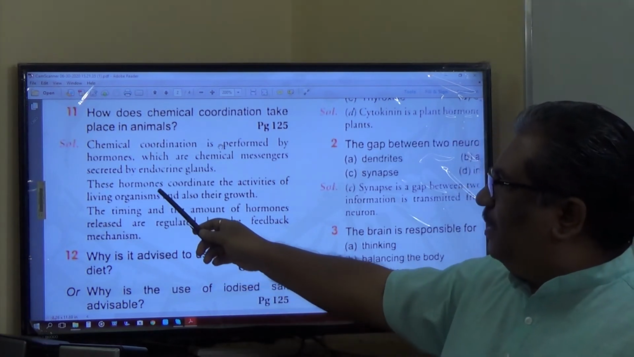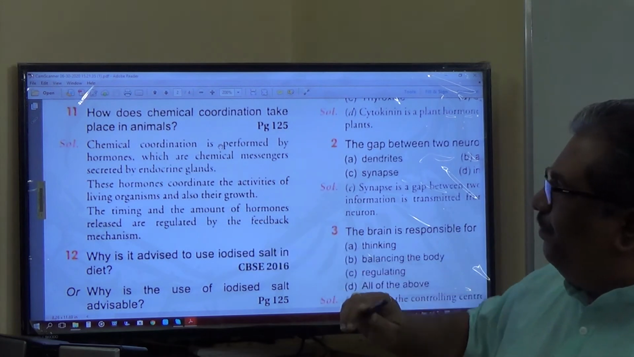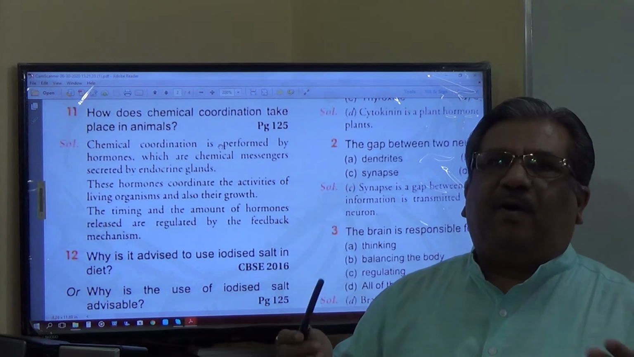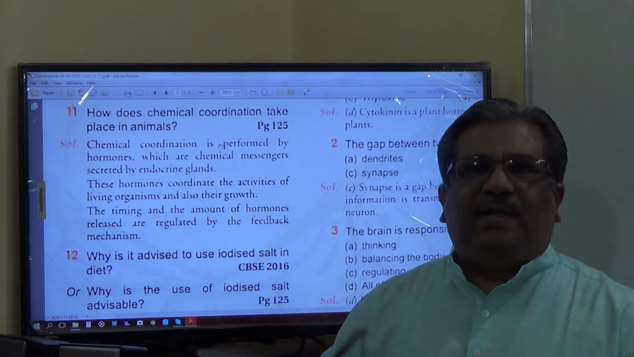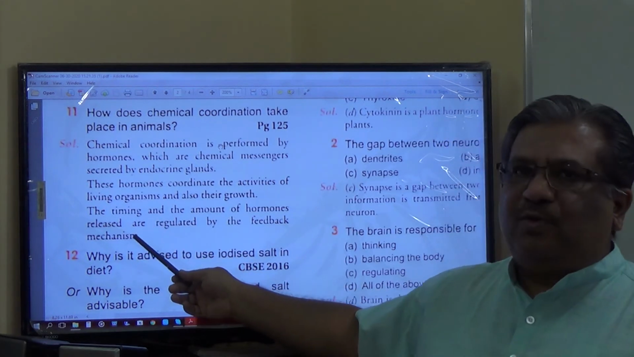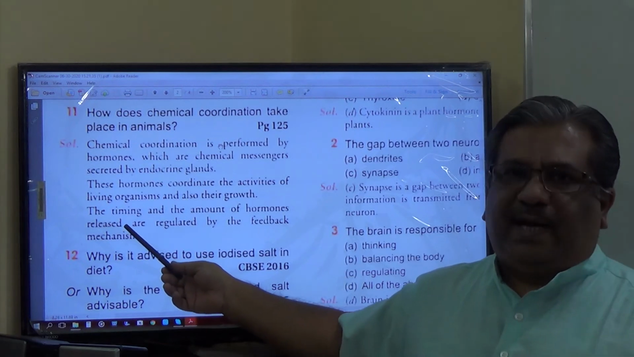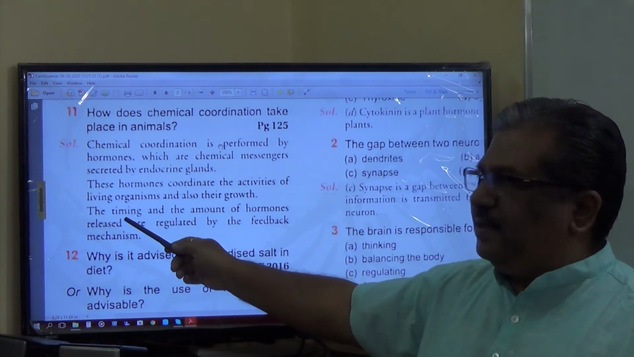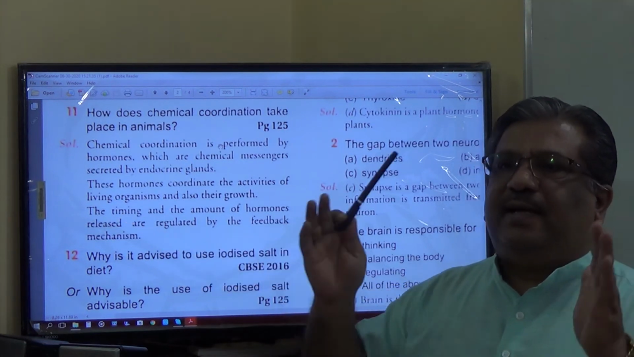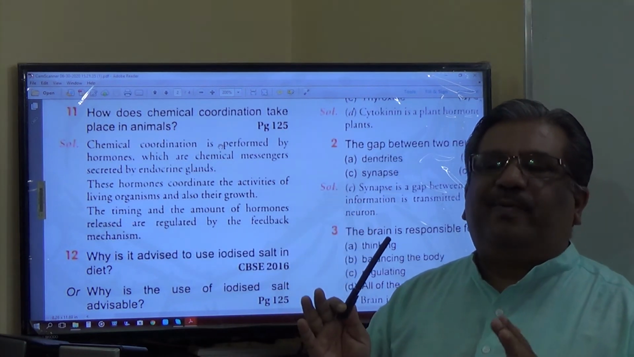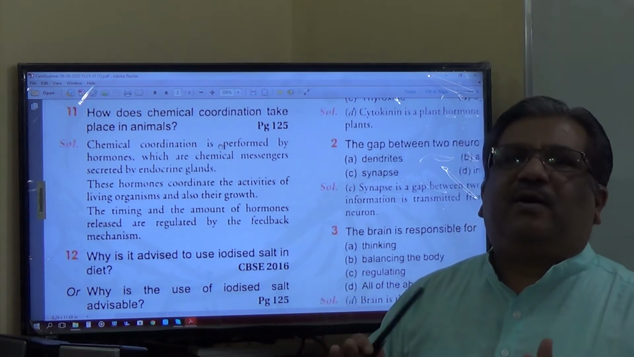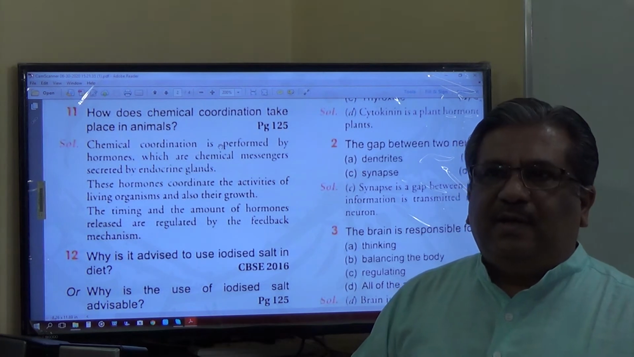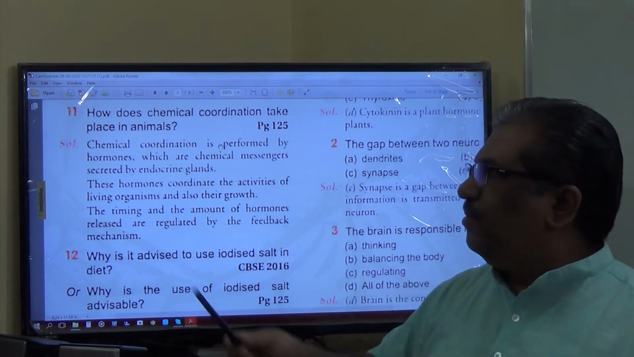Next, these hormones control and coordinate the growth of the organs and organ systems in the body, and that is also by a feedback mechanism. One important point is that the exact timing and the exact quantity of the hormones to be released is controlled by a feedback mechanism. You got it? These are the 3 points you have to write.